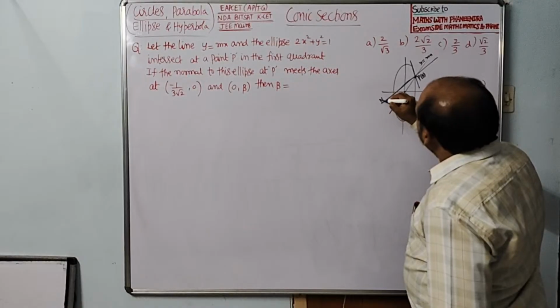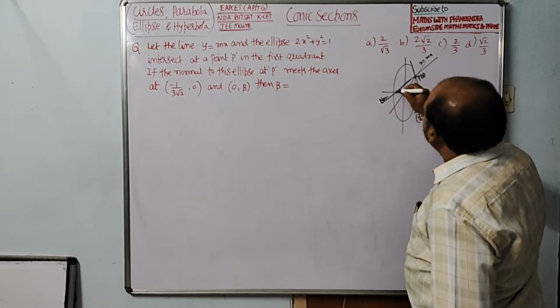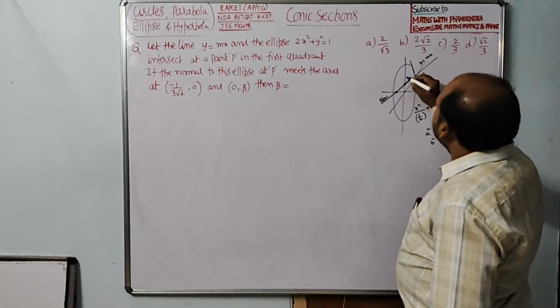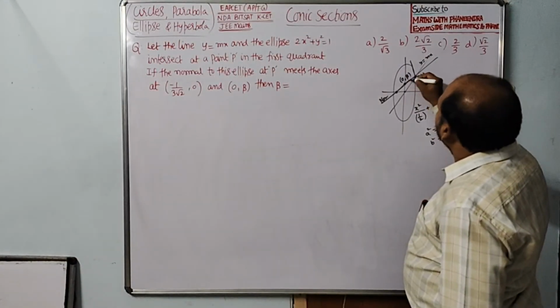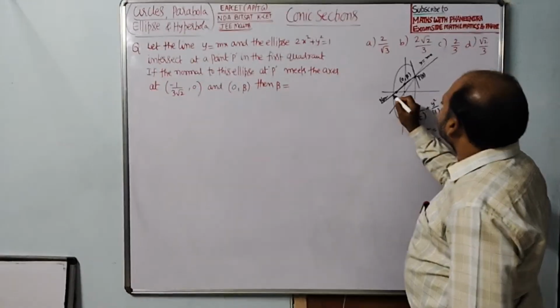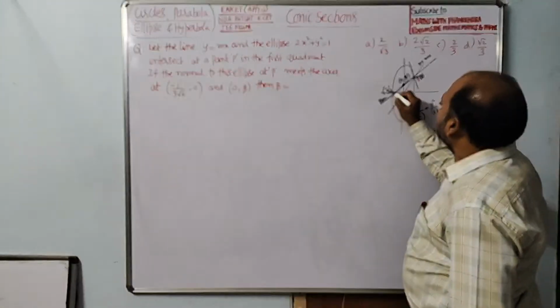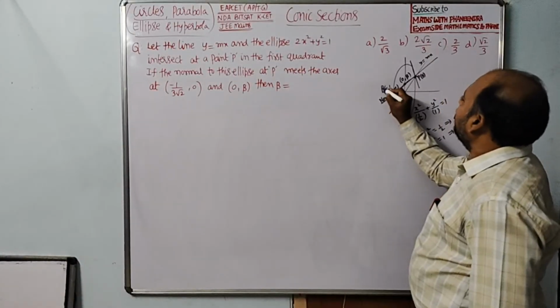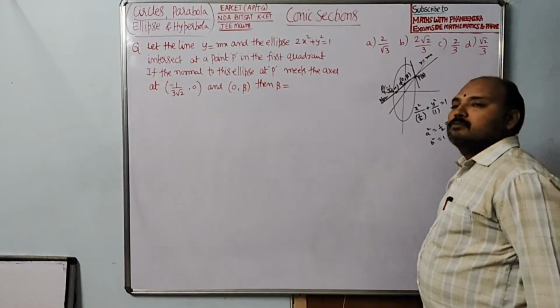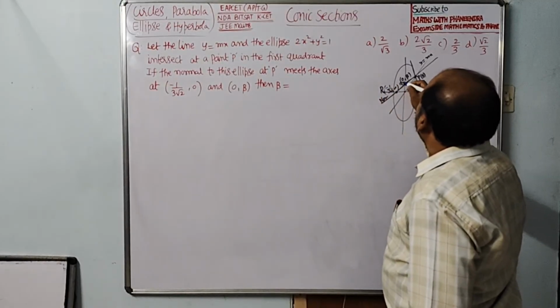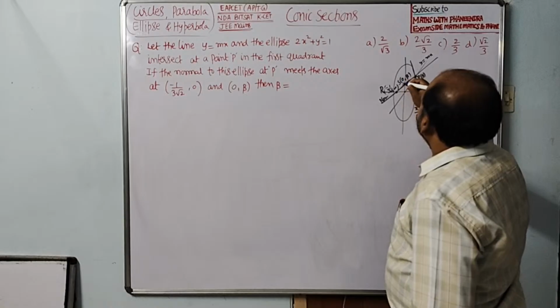This is the normal equation. It meets at these 2 points. This point is (0, beta). This point is (-1/(3√2), 0), dear students. This is P, this is Q, you take it. P I already kept. Now the other ones are R and S. You take it like this, dear students.